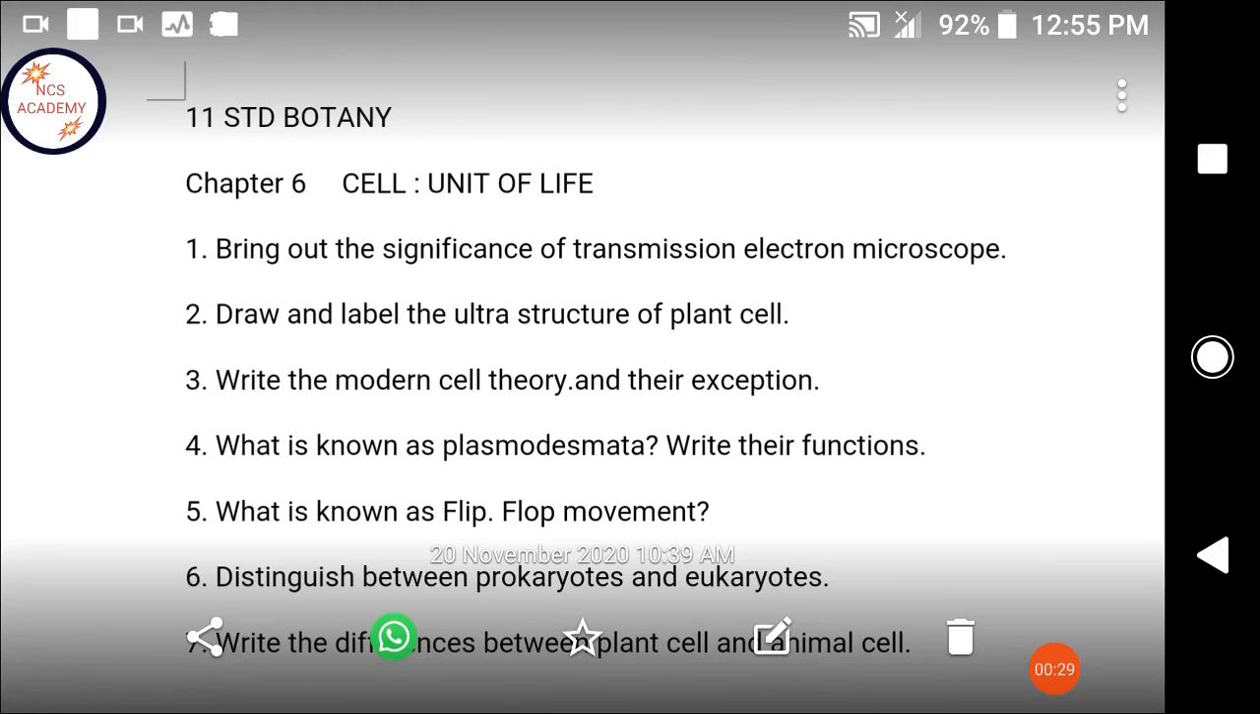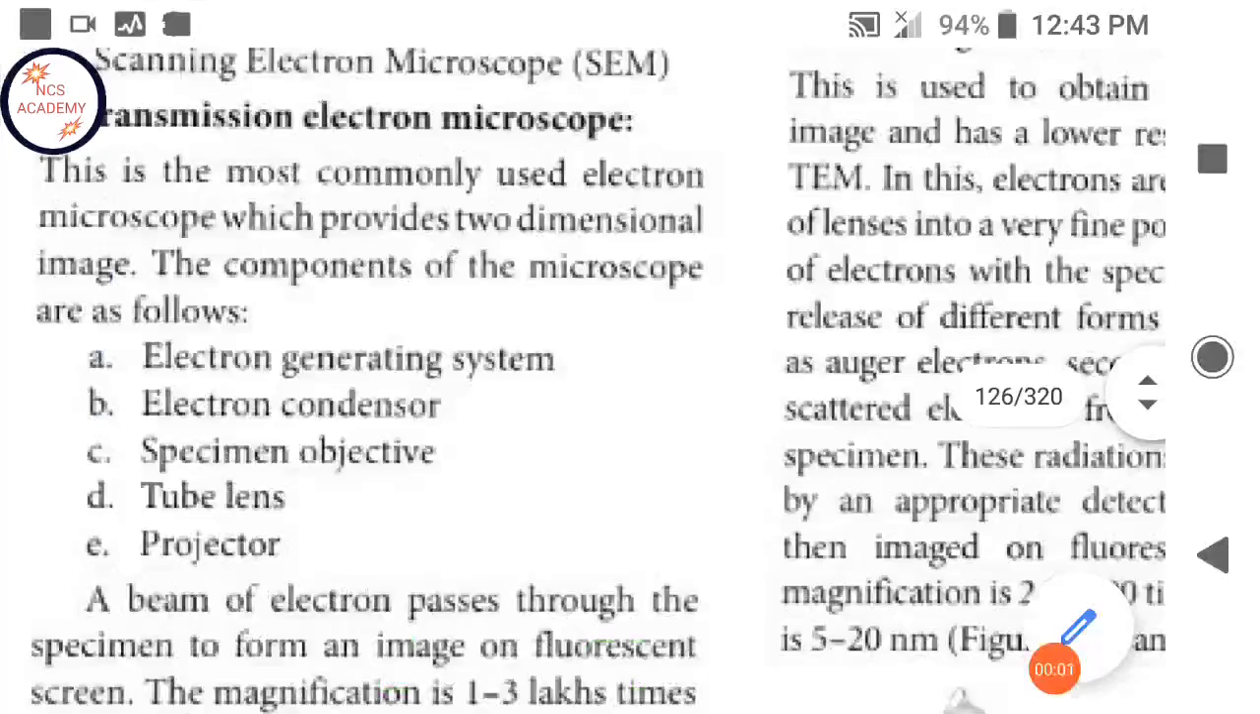Likewise, distinguish between prokaryotes and eukaryotes. Write the differences between plant cell and animal cell.